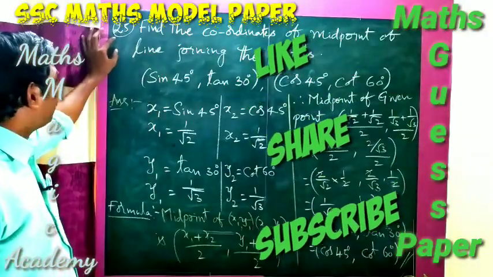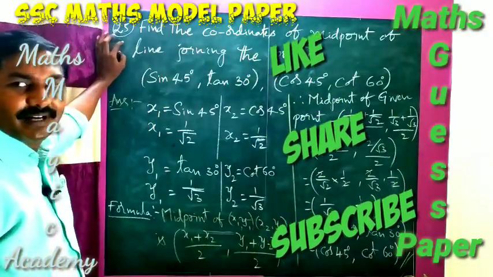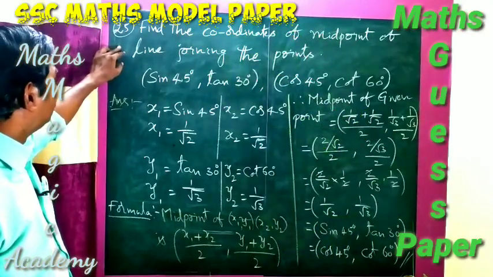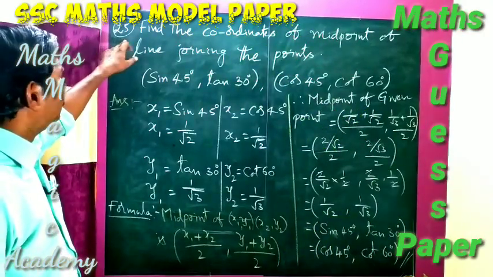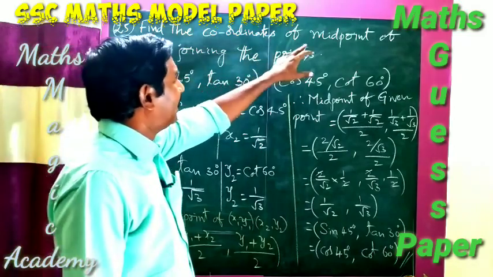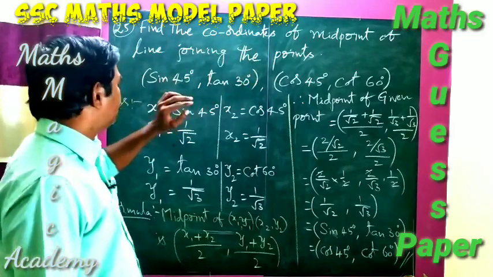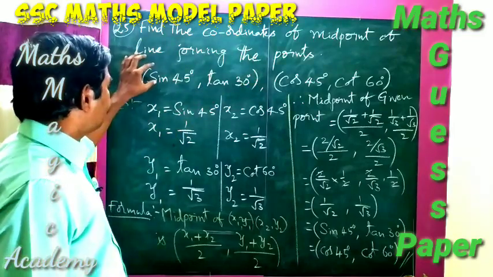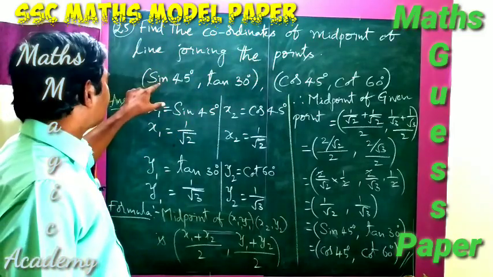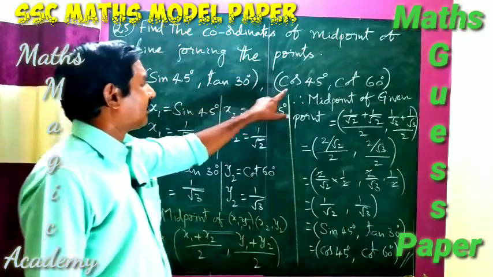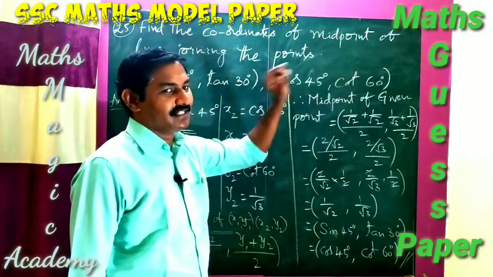Next, question number 25. It is from paper 2, 7th chapter, coordinate geometry. In that, question number 25 is given. Find the coordinates of the midpoint of the line joining the points. Here the points are given differently, that is sin 45, comma tan 30 degrees, and cos 45, comma cot 60 degrees.